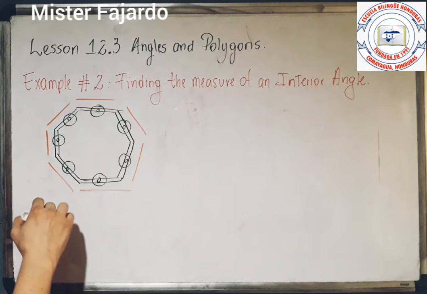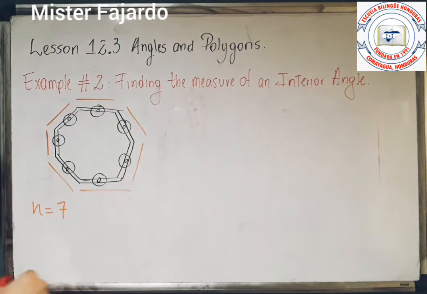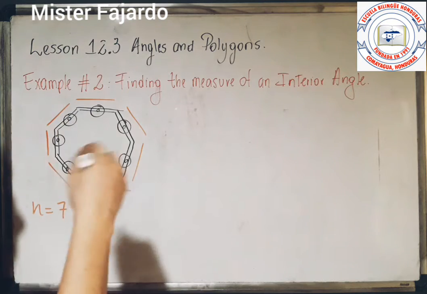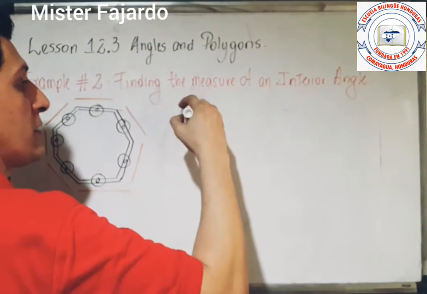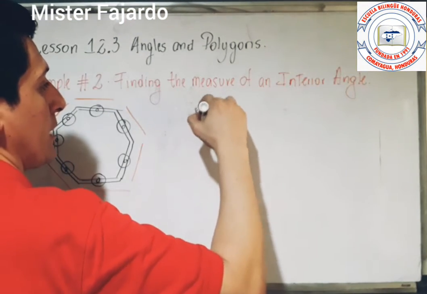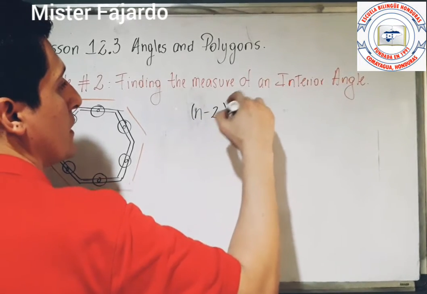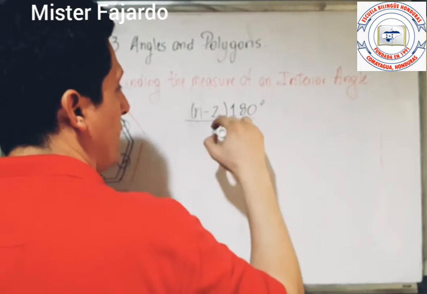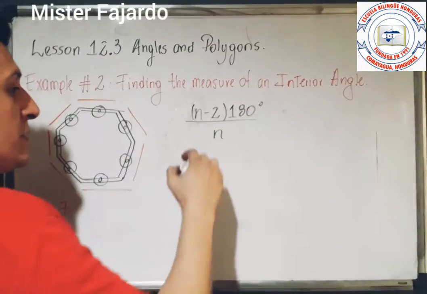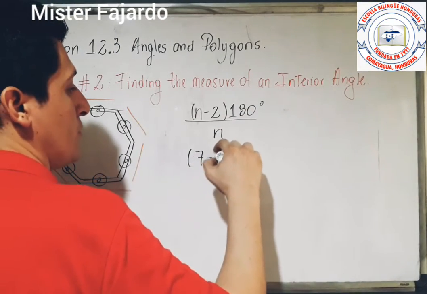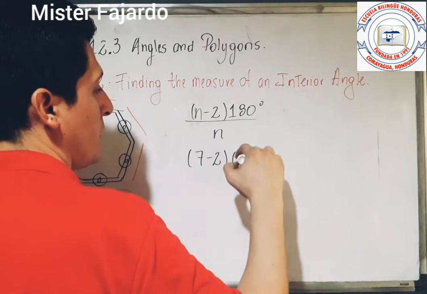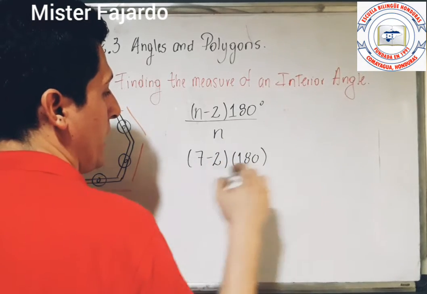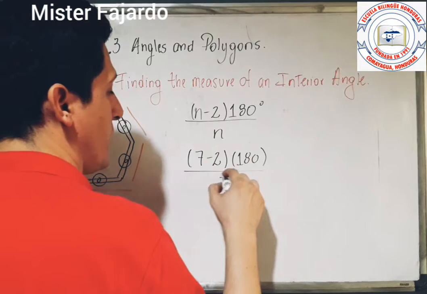That means that n is equal to 7, okay? In this case, we are not going to find the sum of all the interior angles. We are going to find one interior angle. That means that the formula is going to be n minus 2 times 180. But now we need to divide by n, okay? That means that you're going to have 7 minus 2 times 180, and then divide this by 7, okay?